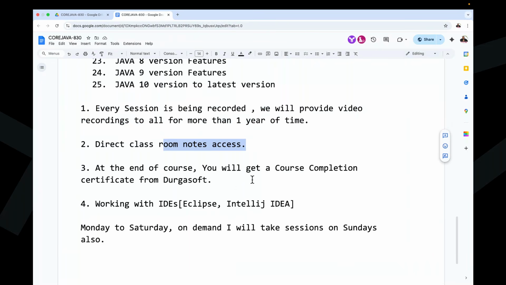So working with multiple IDs, it's okay. It's a normal thing.